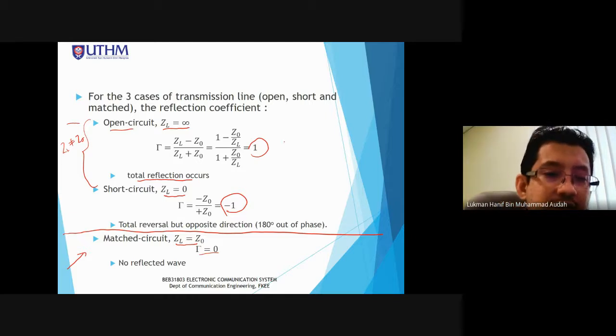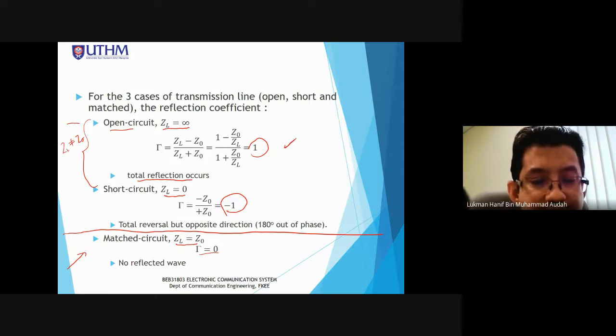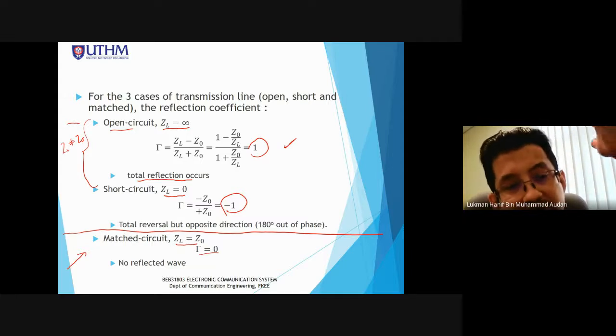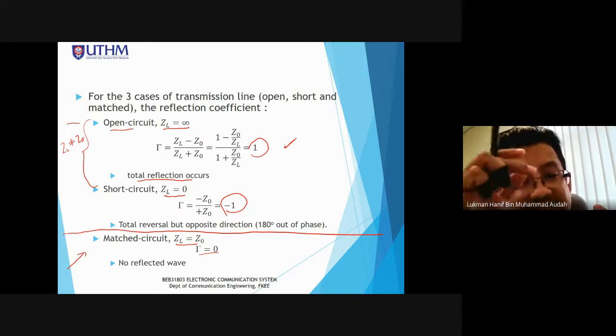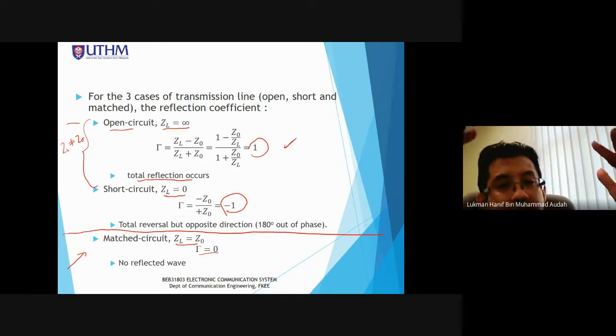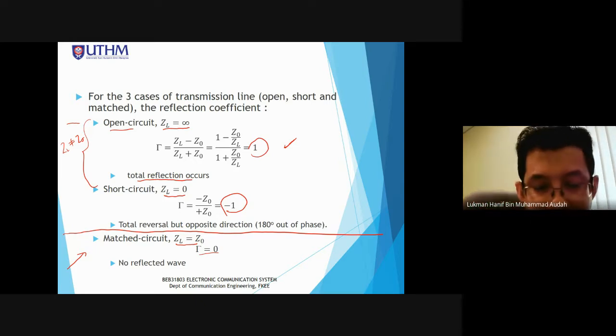Tadi yang di atas ini pada ketika ZL equal to infinity, reflection coefficient equal to 1, tidak ada perubahan fasa antara incident dan juga reflected wave. Okay, incident and reflected waves mempunyai fasa yang sama. Tetapi apabila reflection coefficient equal to -1, maka akan berlaku perubahan fasa antara incident wave dan juga reflected wave. Perbezaan sebanyak 180 darjah.